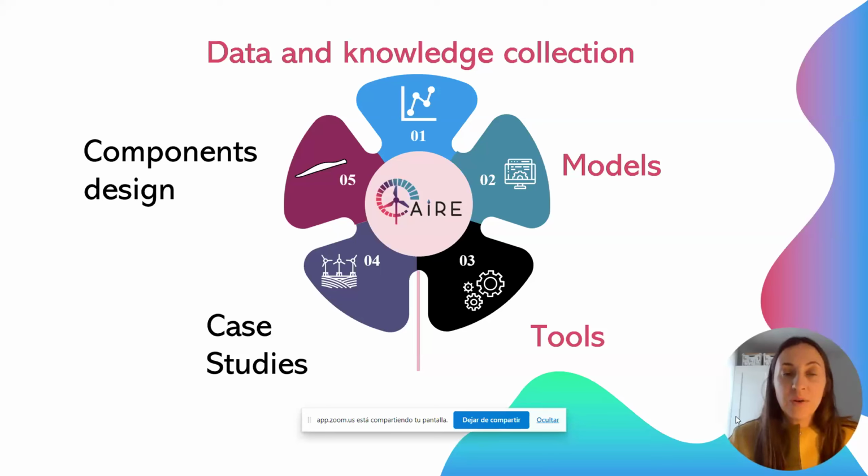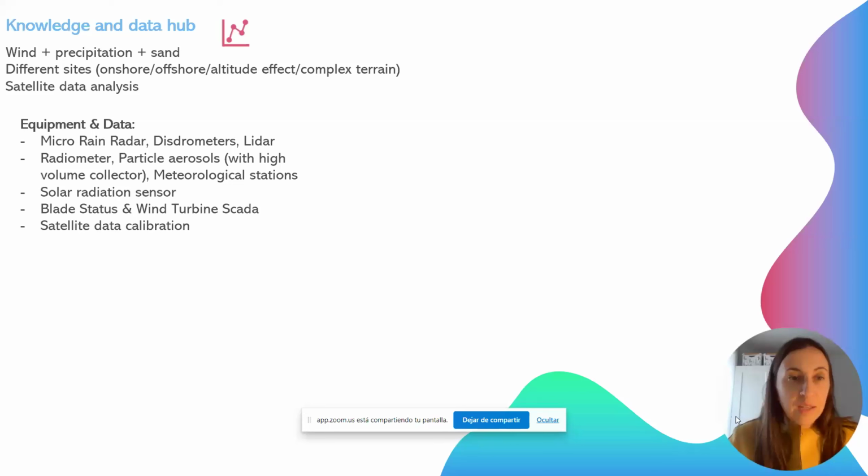At this moment, we are working in the first 3 parts of the project: data, models, and tools. Regarding the data and knowledge hub, we are measuring precipitation, wind and sand particles present in the air at different sites: onshore, offshore, high altitude sites, and also complex terrain sites. And we are also gathering and comparing with the satellite data in order to test how our equipment is performing.